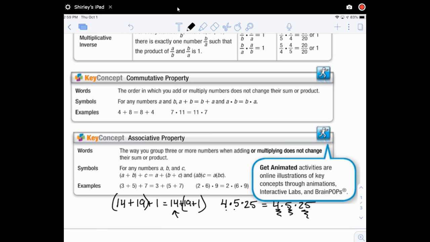The associative property tells you that it does not matter which 2 numbers you group together first to add or to multiply, you're still going to get the same answer in the end.